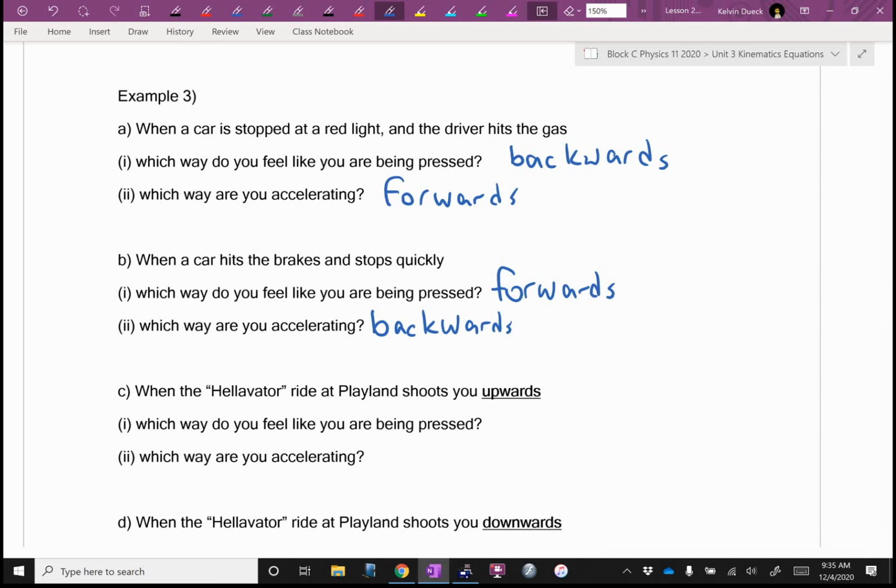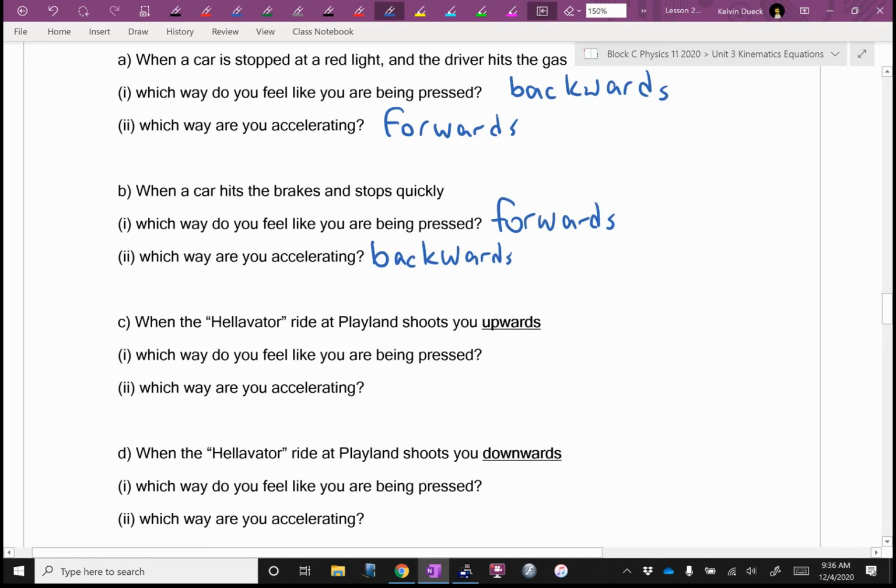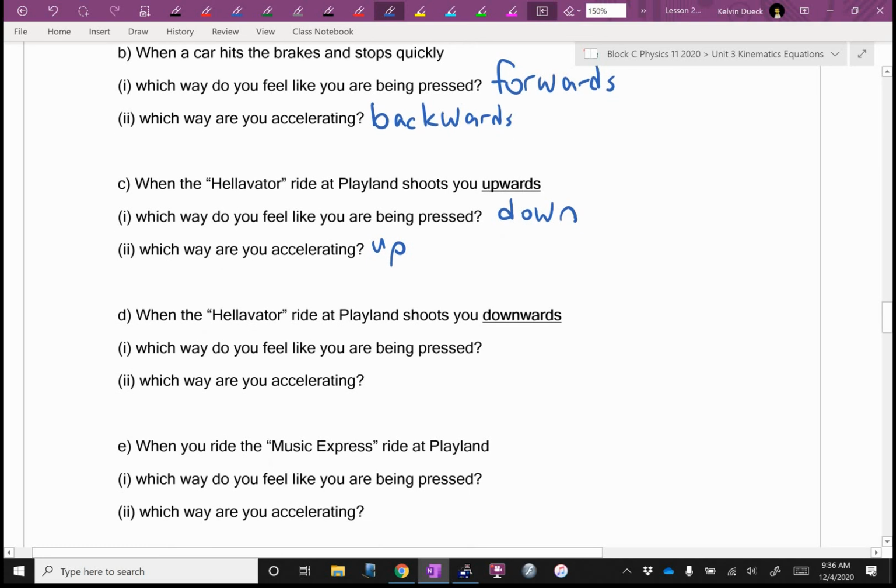How many of you have been on the elevator at Playland before or a similar ride? When it shoots you up, which way does it feel like your stomach is moving? Which way do you feel like you're getting pushed? Downwards, but which way are you clearly accelerating? Up. Your body can feel acceleration. It just takes it backwards. When it shoots you downwards, you feel like you're about to fly off the seat. You feel like you're getting pushed up. You're not. You're accelerating down.